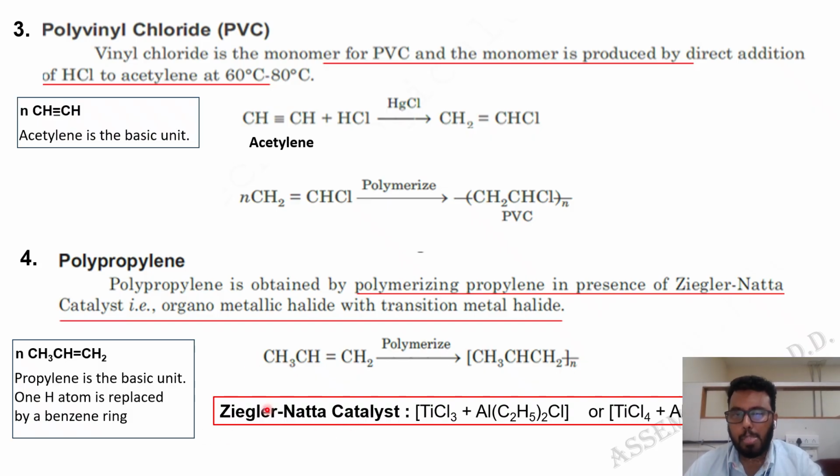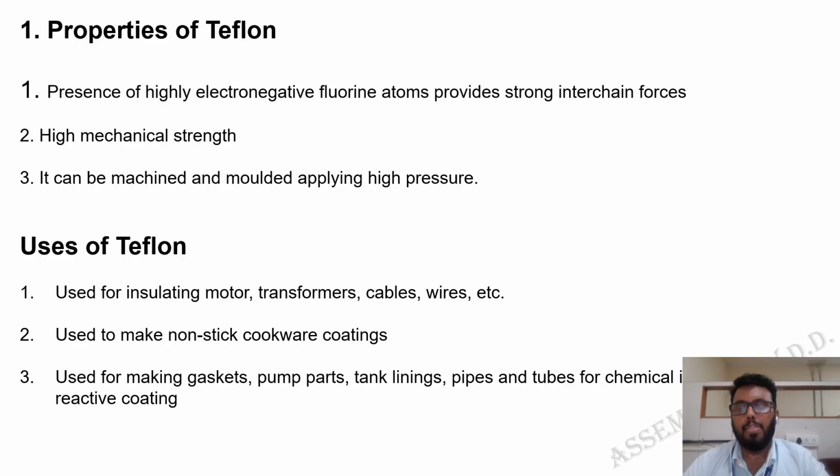If you take n molecules, you will get the polymer. Here is a special type of catalyst called the Ziegler-Natta catalyst. In MCQs they can ask this: titanium trichloride TiCl2 plus diethyl chloroaluminate, Al C2H5 Cl. This composition is called the Ziegler-Natta catalyst, or TiCl4 plus triethyl aluminum or diethyl aluminum chloride. Either way, you can say Ziegler-Natta catalyst.